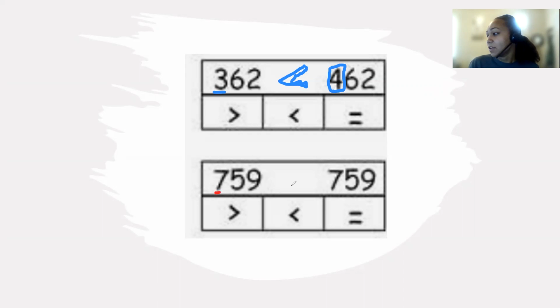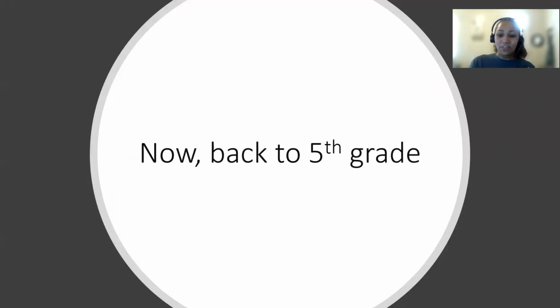So 7 and 7 are equal. 5 and 5 are equal. 9 and 9 are equal. That's all the digits inside of those numbers. So these numbers are equal. So now I hope that helped you remember, because now it's time to get back to the fifth grade math, you guys. Time to get back to fifth grade.